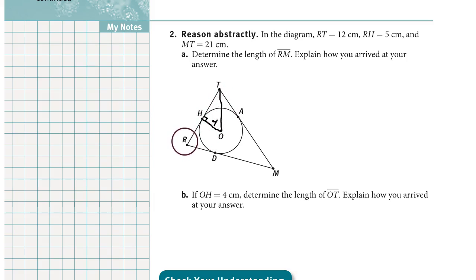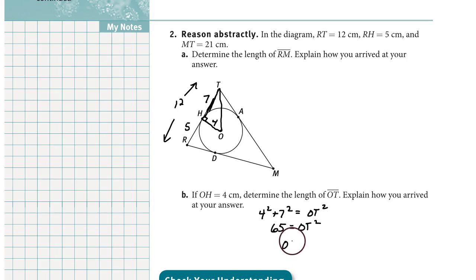Remember that we were told to begin with that RT was 12, that RH was 5, and we had found that HT was 7. How could you find OT? So with the Pythagorean theorem, we can say 4 squared plus 7 squared is equal to OT squared. This means that 65 is equal to OT squared, and OT is the square root of 65.